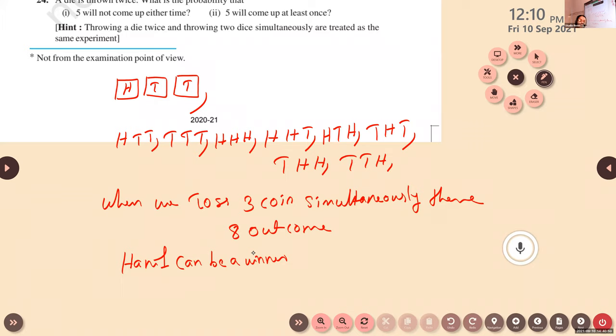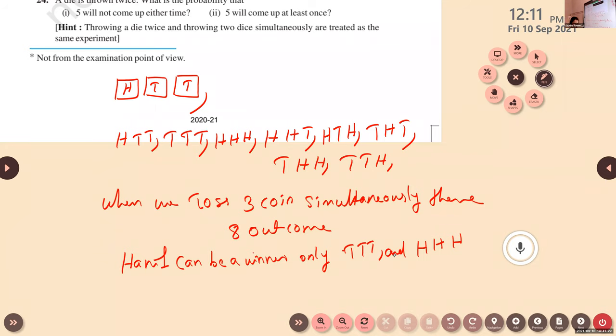In the same way, tossing two dice at the same time is the same as tossing a die twice. In both cases, the outcomes are equal. Okay, Srihari, clear? Yes, ma'am. So here Hanif can win only for TTT and HHH. Only for these two results can he be considered a winner.